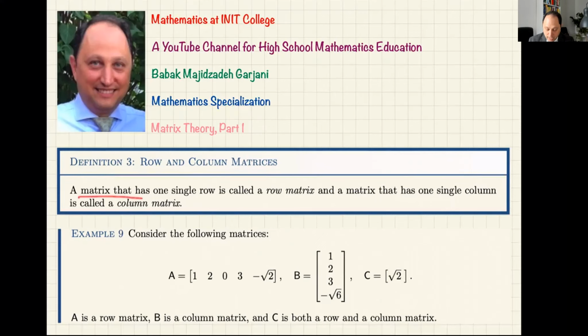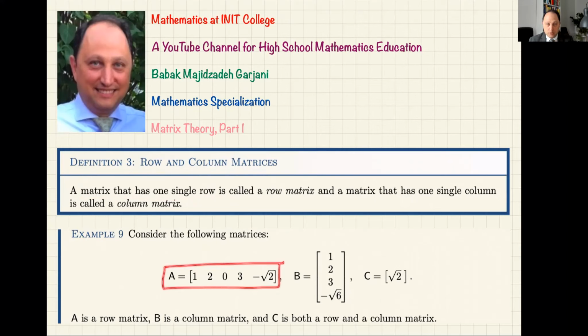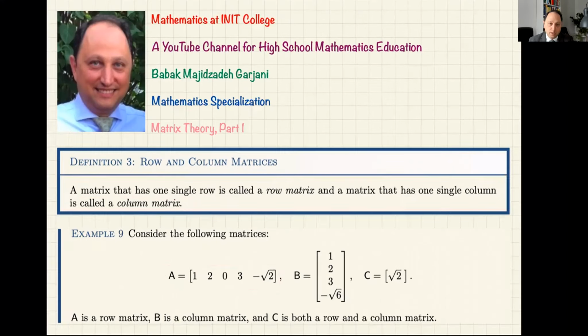A matrix that has one single row is called a row matrix, like this matrix. This matrix has one single row. So a capital A is a row matrix. This is the name that you need to remember. I will use, for example, in some problem, I would say that, okay, let A be a row matrix. Then you need to realize what I mean by a row matrix.